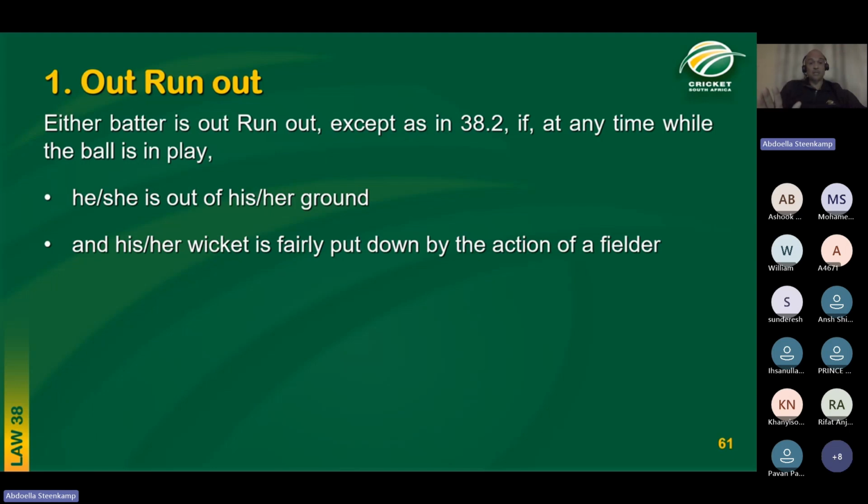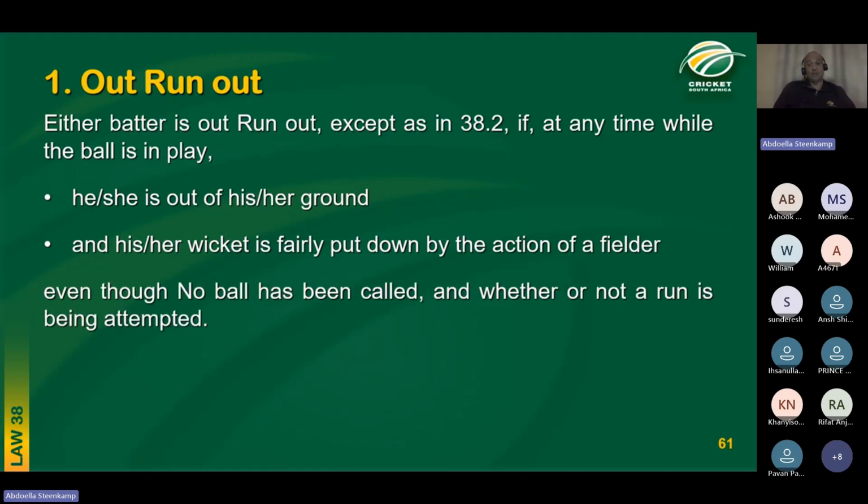So while that ball is still in play, they need to have something grounded behind the popping crease at their respective ends. If not, and the wicket is put down by a fielder, either batter can be given out run out. Even if no ball is called, because we know there are 3 ways that you can be dismissed off a no ball, and a run out is one of them. And also, batters need to stay behind the crease at their respective ends. Whether they ran or not is irrelevant.